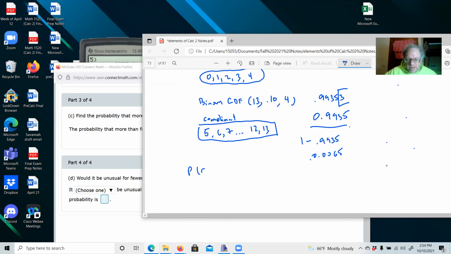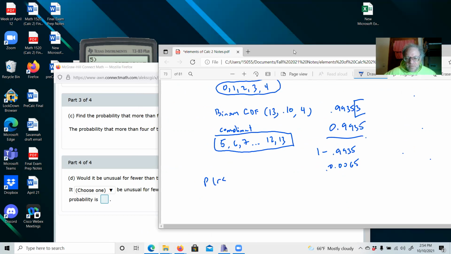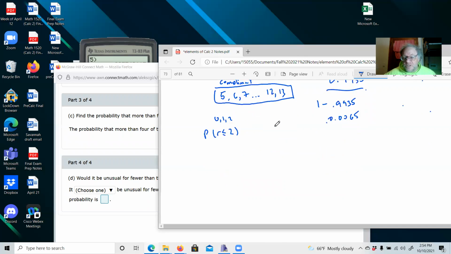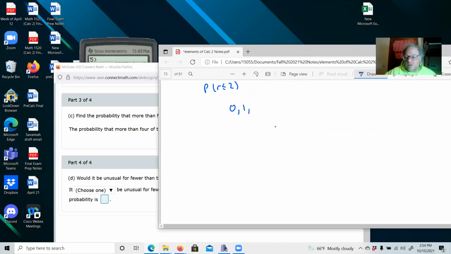Probability that R is 3 or fewer, or fewer than 3? Fewer than 3. What numbers are fewer than 3? 0, 1, and 2. 3 is not included in here. So we want the probability that R is less than or equal to 2. That's the cumulative distribution. We want 0, 1, and 2. So we're going to do binomcdf. We have 13 cars. We have a 0.10 chance of success, and then we're going to go up to 2.